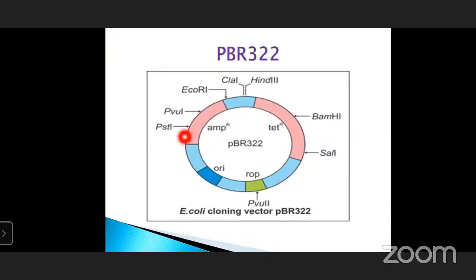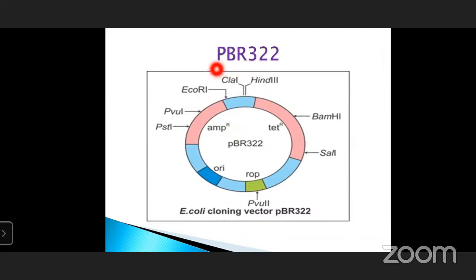So when we observe the structure of a plasmid, pBR322 is one of the widely used plasmids in rDNA technology, which is an artificially constructed plasmid. pBR and pUC are widely used plasmids in rDNA technology. It is an artificial plasmid.